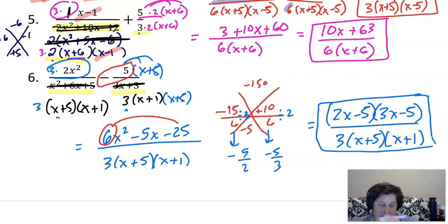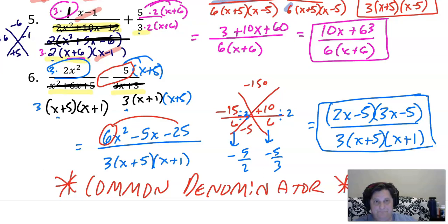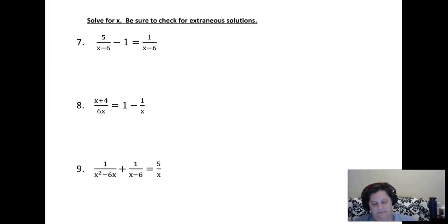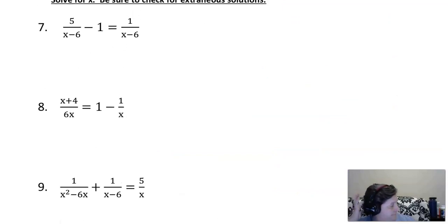All right. Okay. So adding and subtracting, cool. Hopefully it's not too bad. The big thing to remember on this is common denominator first. All right. Beautiful. Okay. So now we're going to move on to solving equations. All right. Solving rational equations.